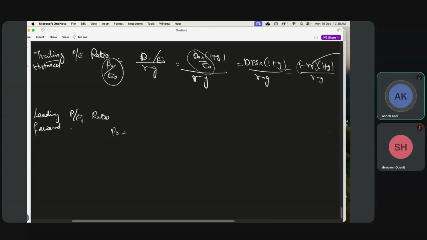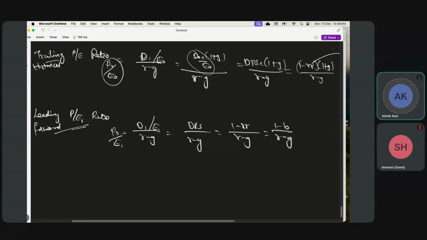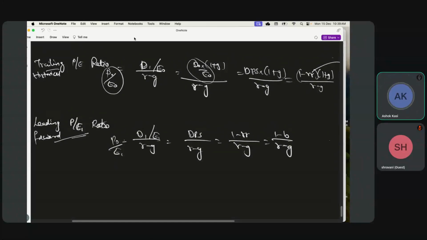Now, if I write from the leading PE perspective, D1 by R minus G, divided by E1. So that becomes D1 by E1, the dividend payout, divided by R minus G. So the payout is 1 minus retention ratio, divided by R minus G. That is equal to 1 minus B divided by R minus G. Okay, so this is the formula.